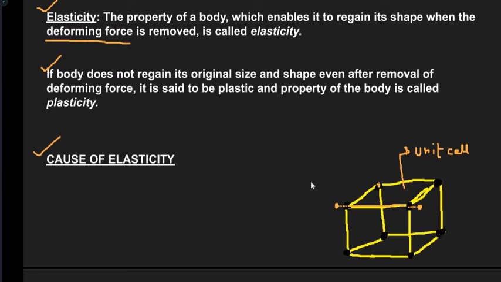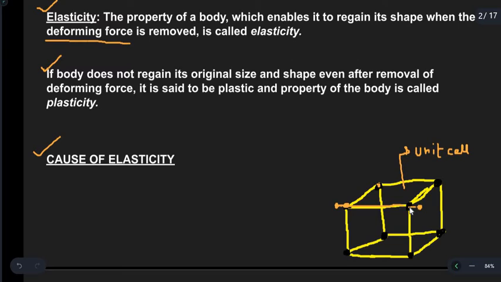Rather, what is happening is that the bodies are getting just slightly displaced from their original position as long as the deforming force is acting, because as long as the deforming force is acting, there is this vibration that is causing the bodies to get displaced from their original position. Now you are removing the deforming force, so what happens as soon as there is no force on this? These atoms shoot back to their original position.